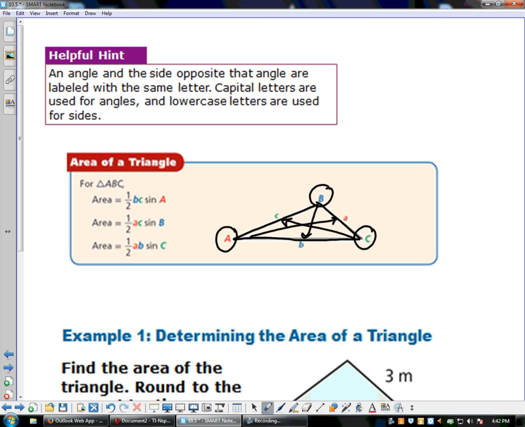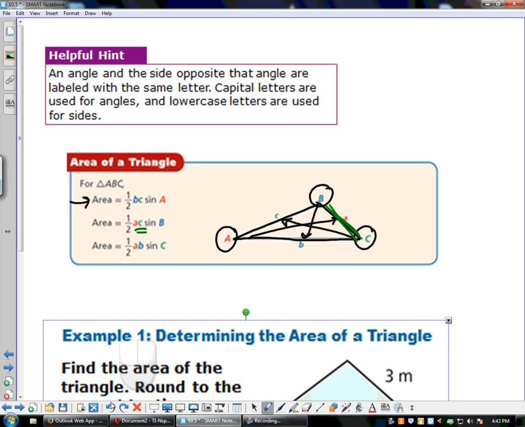So we have three different ways, depending on the situation you are given, to find the area of a triangle. All of them have the same idea, that the area will be 1/2. Looking at the first one here, 1/2 b times c times the sine of A. When I say side length b, that would be here, times side length c, which would be here, then I must be using the sine of the angle in between them, so the sine of A. If I look at the second formula, it's the same idea, but I'm using a and c.